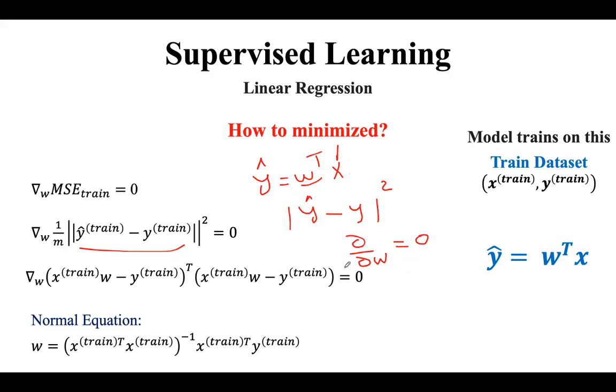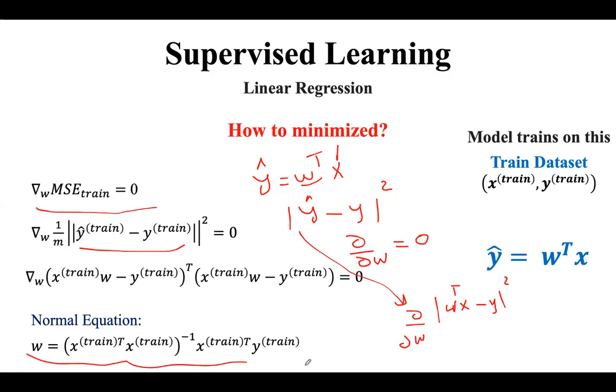Now if we just expand this, y hat equals W transpose X, minus y, squared. We are going to take the derivative with respect to the only variable of our function, and the only variable of our function is W. So we have it here. After taking the derivative and setting it equal to 0, we end up finding this term.